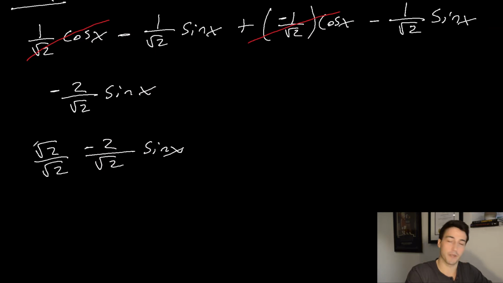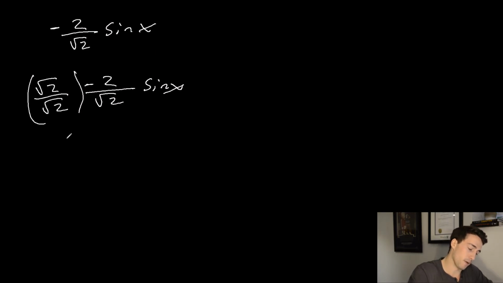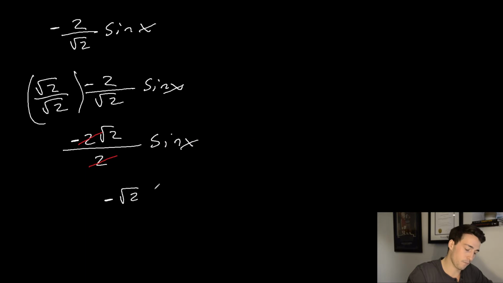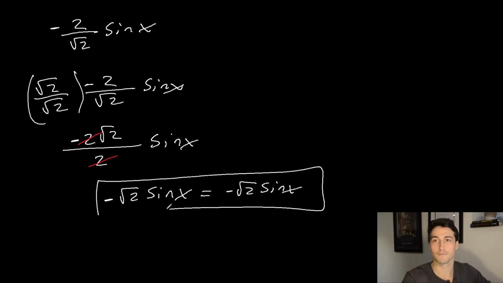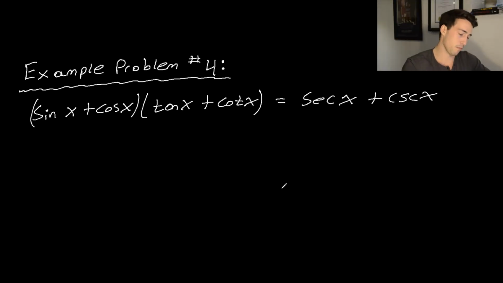And again, I can do this because root 2 over root 2 is really just equivalent to 1, so I'm not changing the formula here. This is going to be negative 2 root 2, and then over, well, root 2 times root 2 is actually just 2. And that'll be sine of x. And finally, we're going to cancel out this 2 and 2. So we get negative root 2 sine of x equals negative root 2 sine of x. And again, this left side equals the right side. Okay, so moving on to problem number 4.